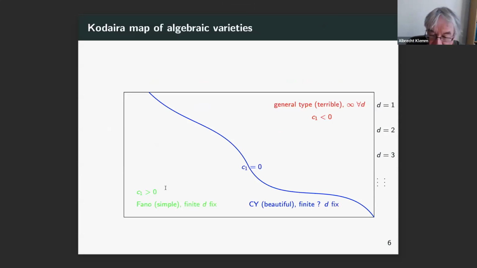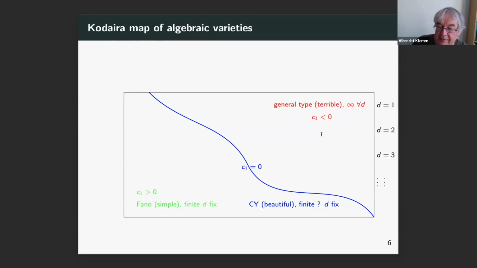But one thing which is maybe a paradigm change in this theory is that if you look roughly at Kodaira's map of algebraic varieties, there are the Fano varieties, which have a positive first Chern class, and they are very simple. For instance, in one dimension you have just P1, and then in 2 dimensions they are classified, and in 3 dimensions they're classified. In 4 dimensions this is on the way to being classified, but they are very simple. And then there is this line, which is the Calabi-Yau line, where c1 is equal to 0. And that is beautiful. We don't know exactly whether it's finite, but there are many examples.